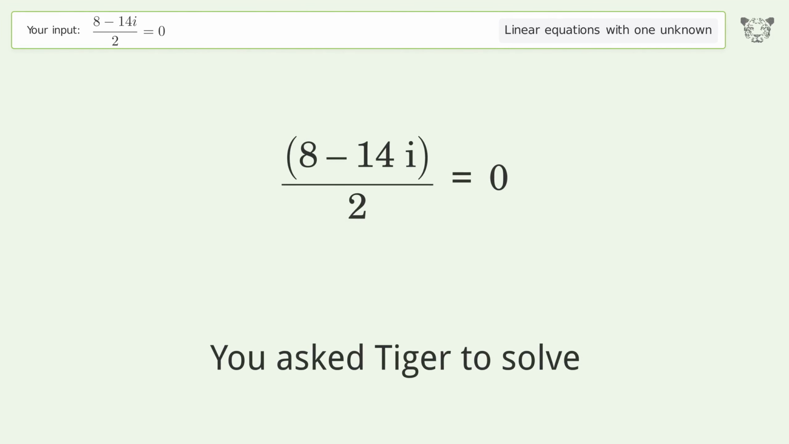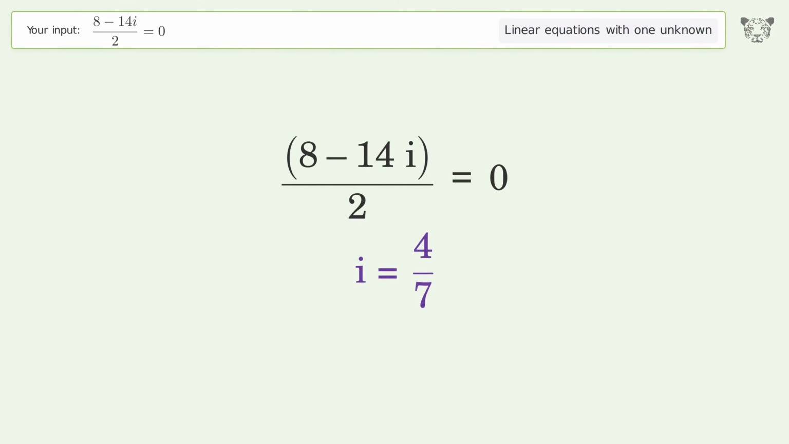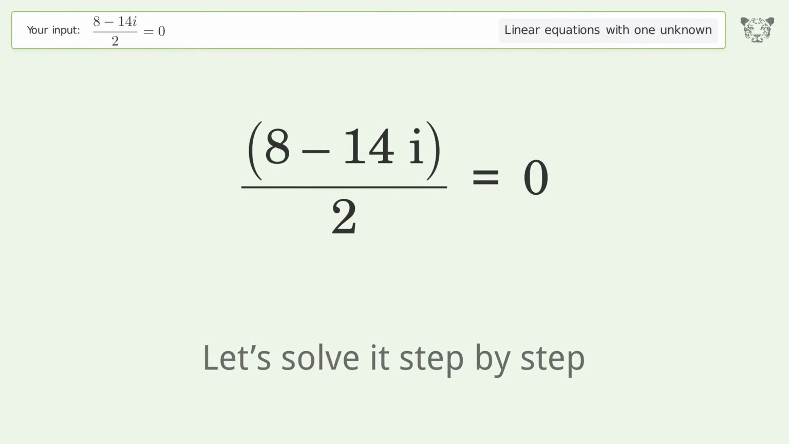You ask Tiger to solve. This deals with linear equations with one unknown. The final result is I equals 4/7. Let's solve it step by step.